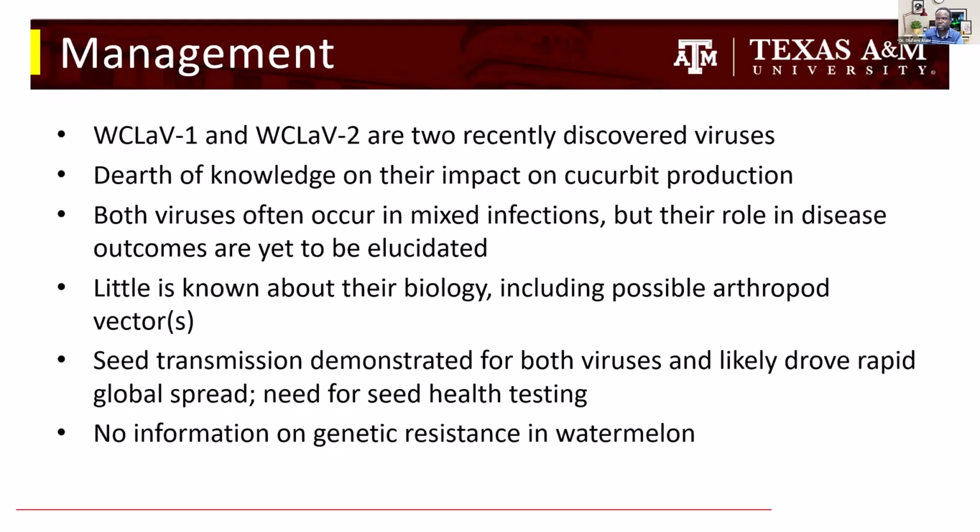There is anecdotal information from different parts of the world that there may be some possibility of field spread occurring. The original paper from China suggested that thrips may be involved. But again, these are all conjectures, so there's still a lot of work that needs to be done to investigate possible vectors. We do know, just like I've shown you in the last few slides, that both viruses are seed transmitted, which probably contributed to their rapid global spread. And so seed testing will really be something that needs to be considered moving forward. There is no information on genetic resistance in either, but the fact that different cultivars respond differently in terms of their seed transmission rate indicates that there may be some promise in looking for sources of resistance.